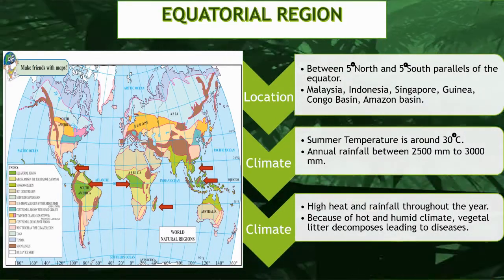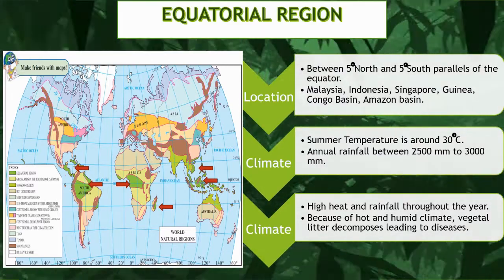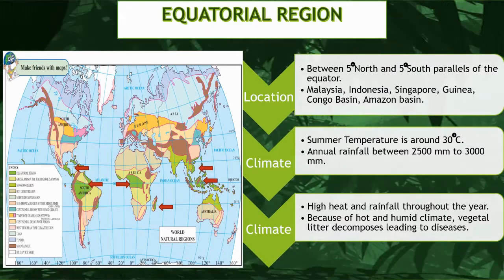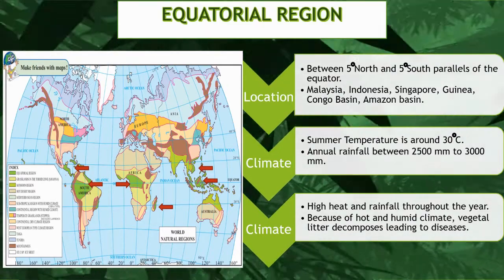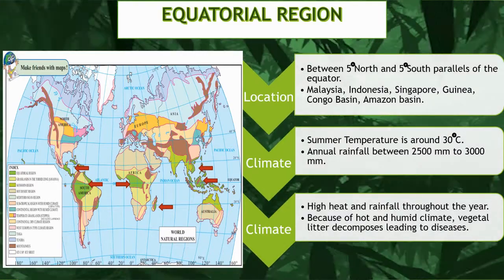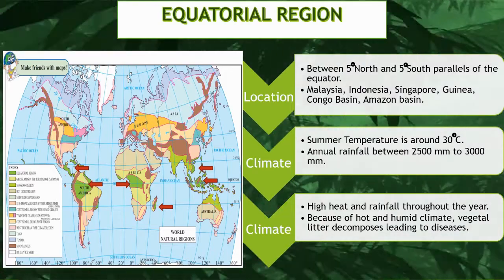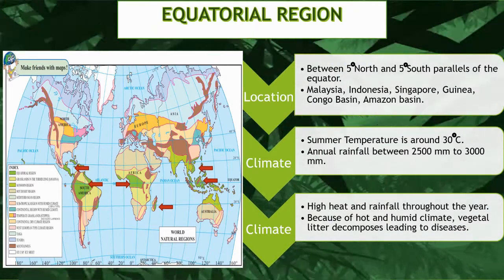The climate of the equatorial region during the summer rises up to 30 degrees Celsius. The annual rainfall is between 2,500 millimeters to 3,000 millimeters. There is high heat and rainfall throughout the year.